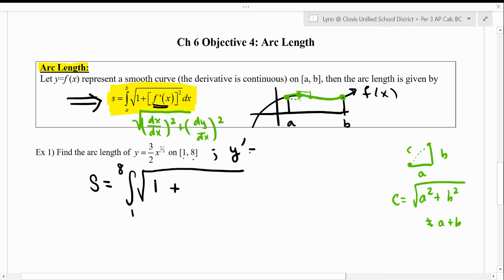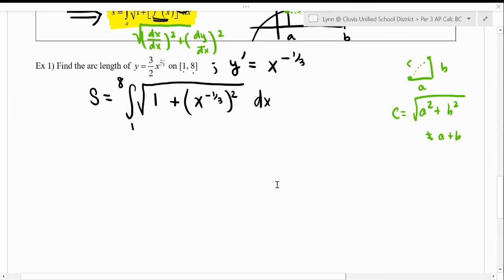So y prime, take that derivative. So 2/3 times 3/2 is 1, and then reduce the power by 1. And then with the derivative, they want me to square it. So I'm going to take that derivative, and then square it, with respect to x. Again, my advice here would be to simplify a little bit before we put that into our calculator. So I am going to do 1 plus, and then multiply -1/3 times 2, again just to make it easier to type into my calculator.